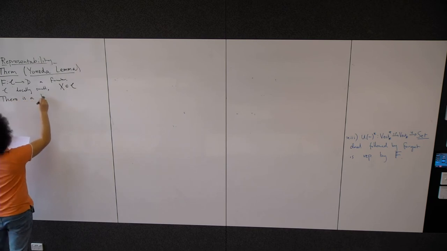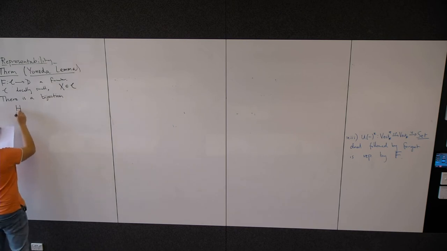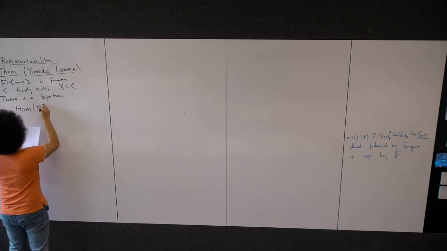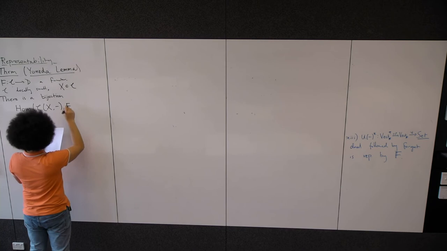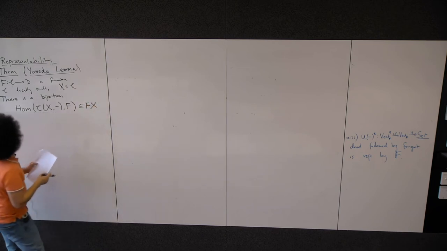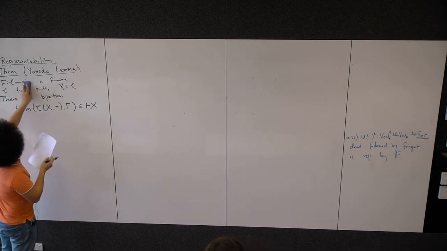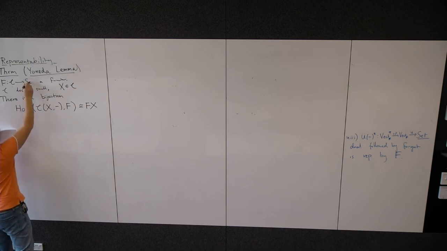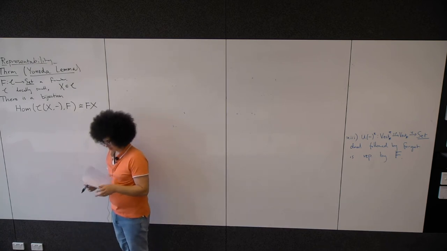There is a bijection. All right, and it goes from Hom from this represented functor by X to F, and that's isomorphic to FX. So this is a bijection. I'd probably want to say that this is going to be Set. Otherwise, it doesn't make any sense.